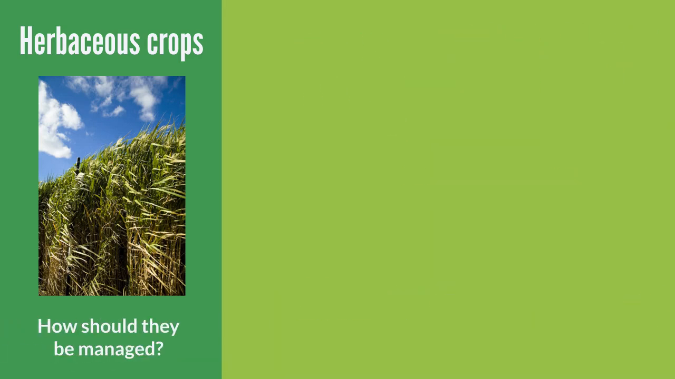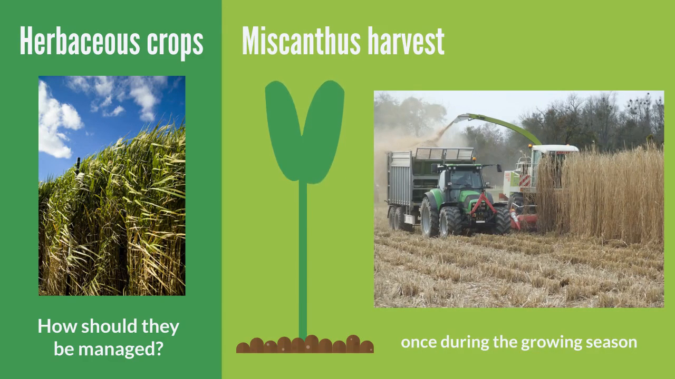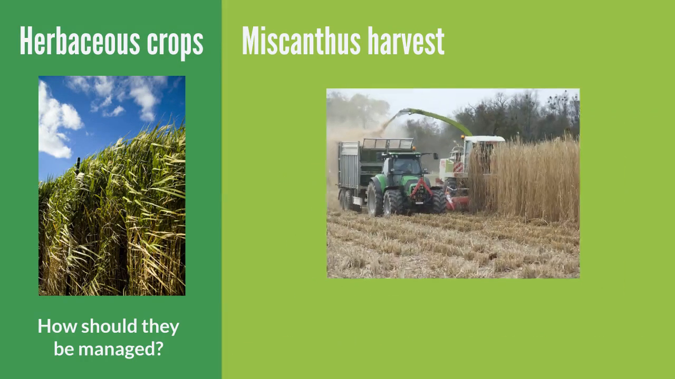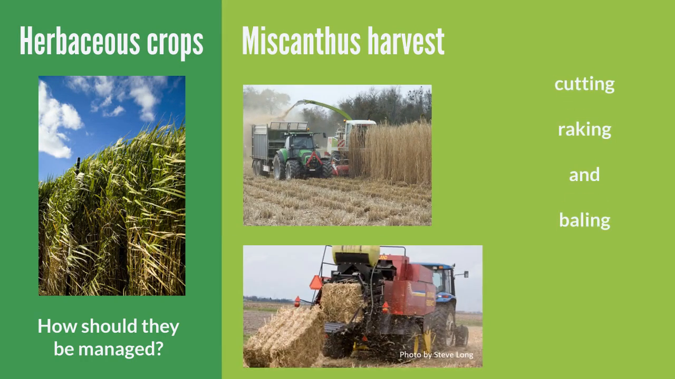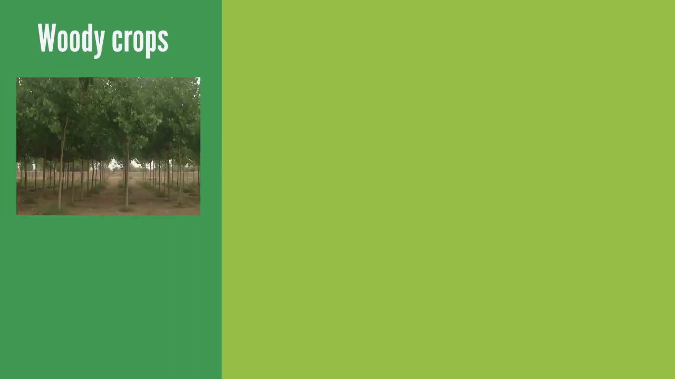Let's see how to manage herbaceous crops. Harvesting is made usually once during the growing season and can take place during the winter or early spring. Delayed harvests may cause some loss of biomass. Harvesting is generally done with conventional cutting, raking, and baling equipment. Baling can be made in different shapes like rectangular, round, and compact rolls, each suitable for different scales of energy production facilities. Let's move to woody crops.